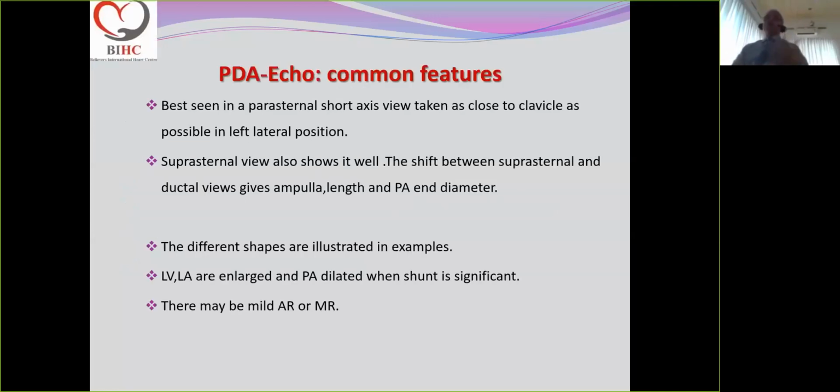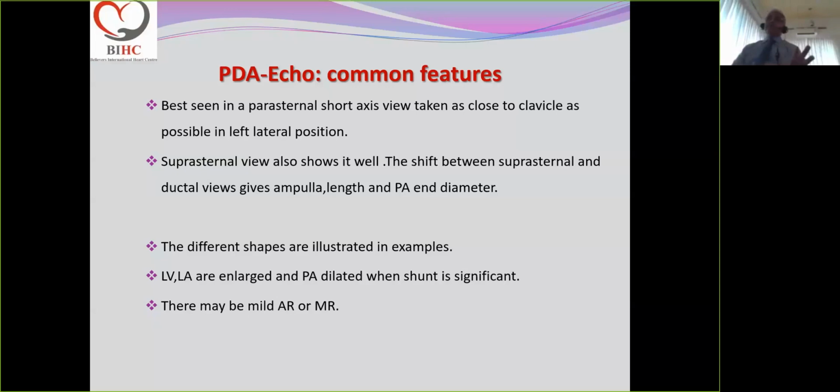Echo, which you use for confirmation: the common feature is a parasternal short axis view taken as close to the clavicle as possible in the left lateral position, called the ductal view. A suprasternal view would also show it. If you shift between suprasternal and ductal views, you can get the entire anatomy of the ductus like ampulla, length, and the diameter of the PA end, which are important measurements from our point of view for intervention. There can be different shapes, which I'll illustrate shortly.